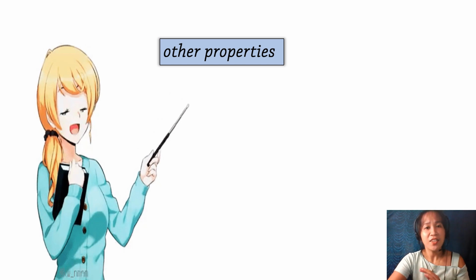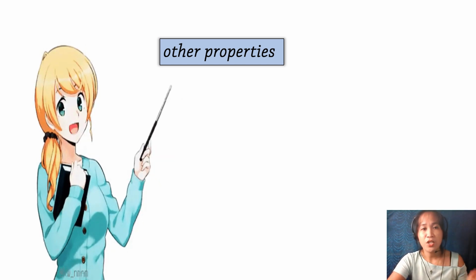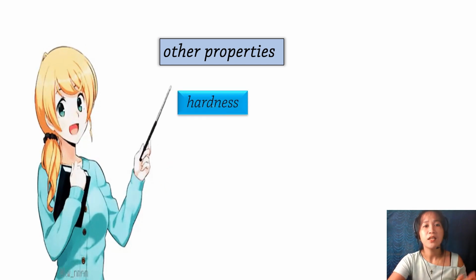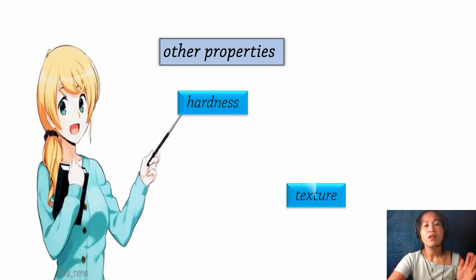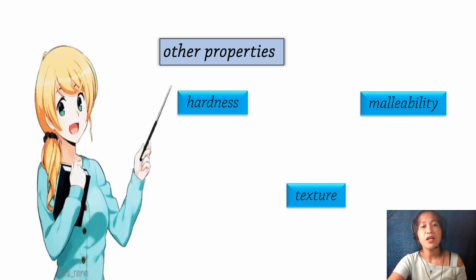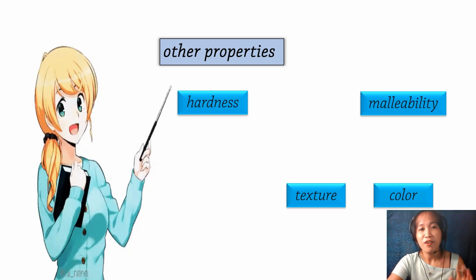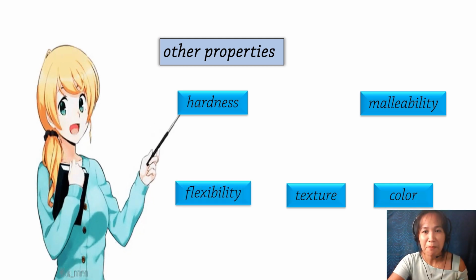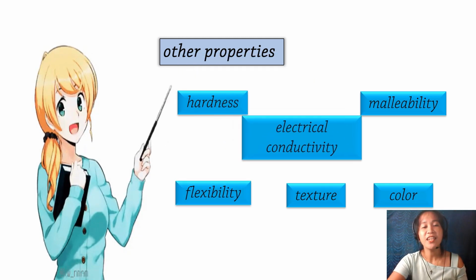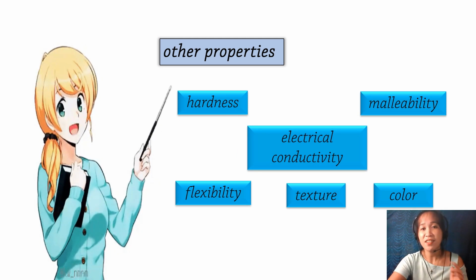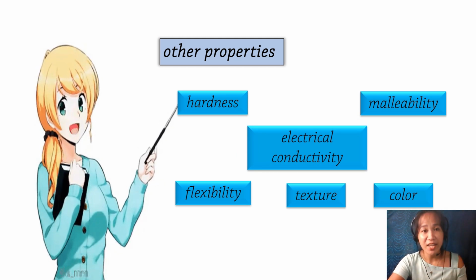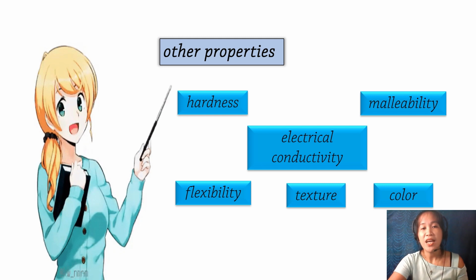And there are other properties of matter such as hardness, texture, color, flexibility, malleability, and electrical conductivity, which vary from one sample to another.